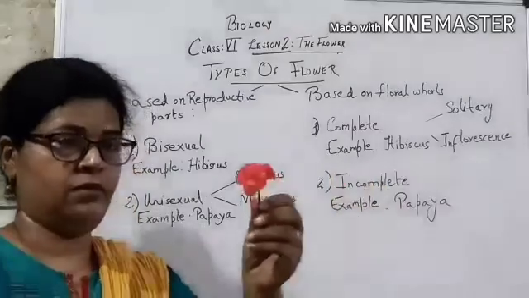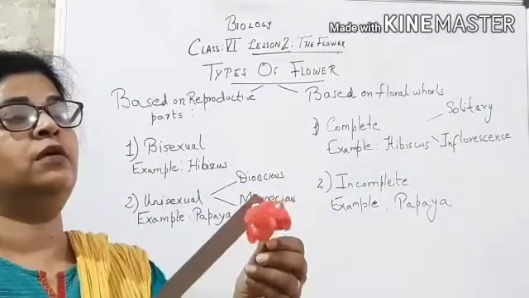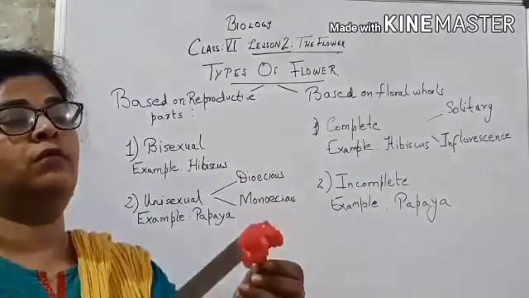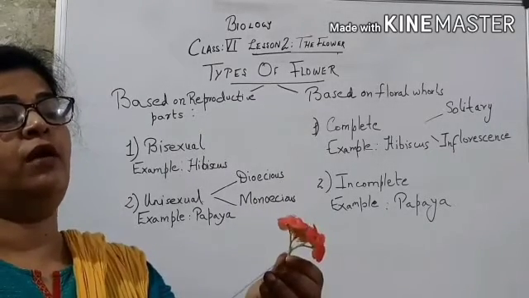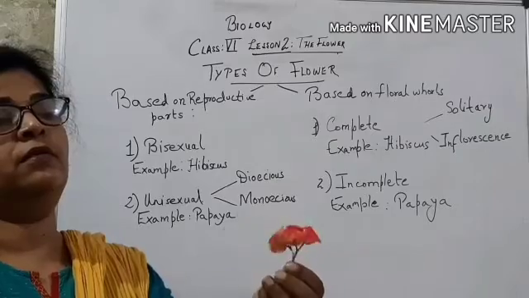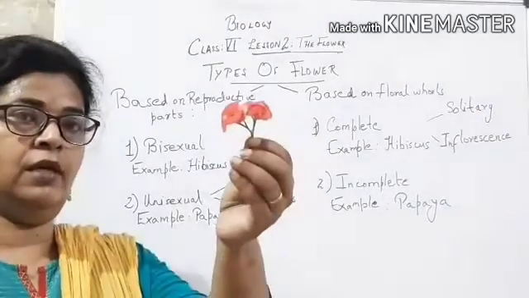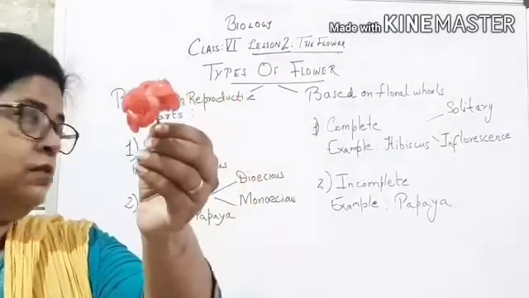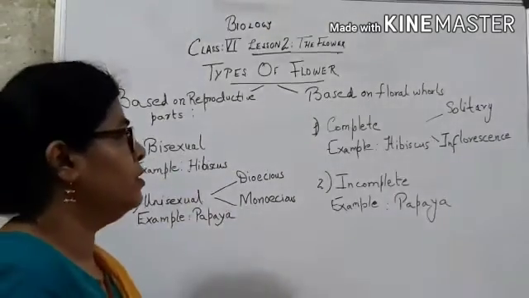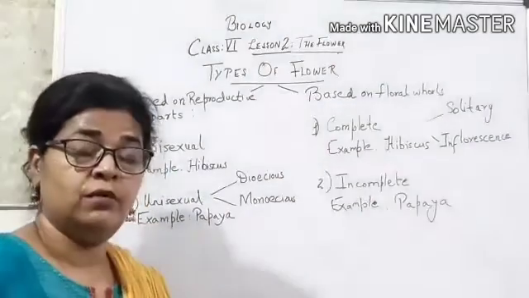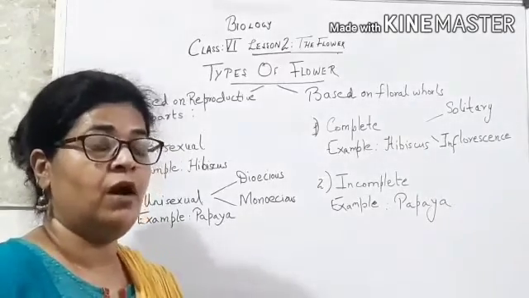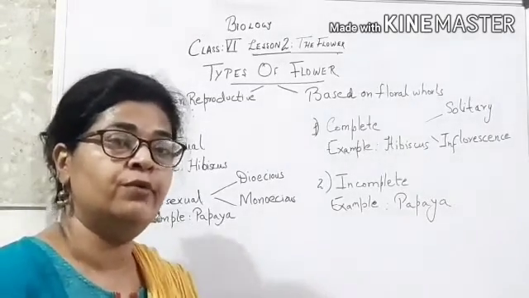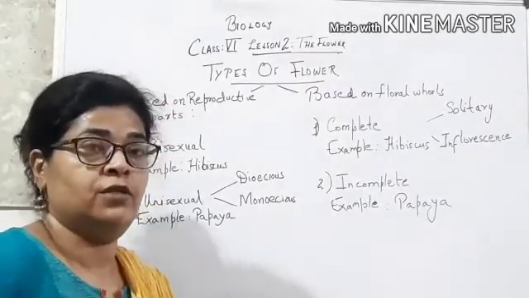Then complete flowers may be solitary, as the hibiscus plant flower, which is solitary, one flower from one bud. But if the bud turns into a group of flowers, then it is called an inflorescence. I have an inflorescence over here. You can see the bud has given rise to many flowers arising from one pedicel. So this is an inflorescence.